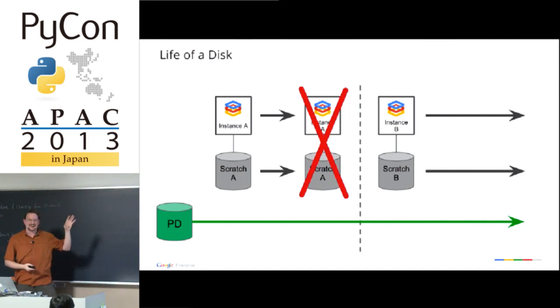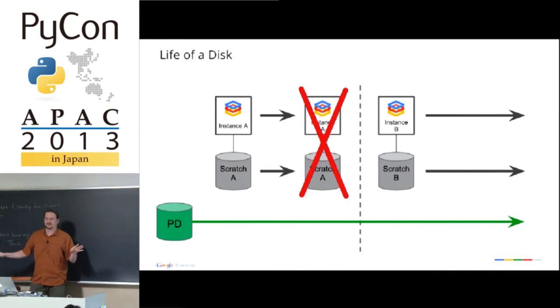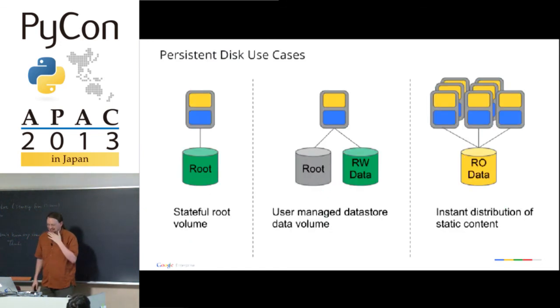And I have a whole slide for this, because if you put data on a Scratch disk and it goes away for any reason, that data is gone. There's nothing our support team can do to help. So use persistent disk. That's what the big X means. Use persistent disk. And there are three main things that persistent disk is very useful for.